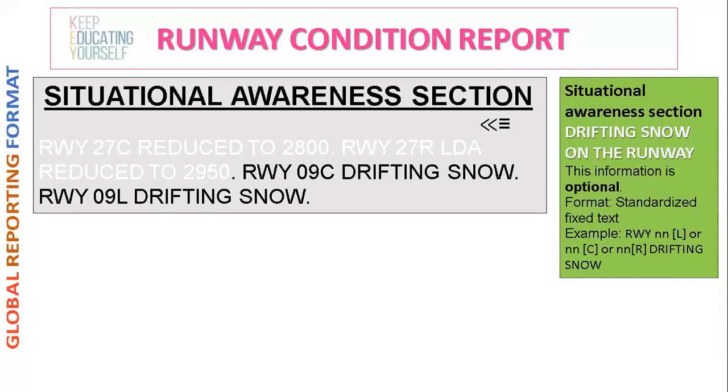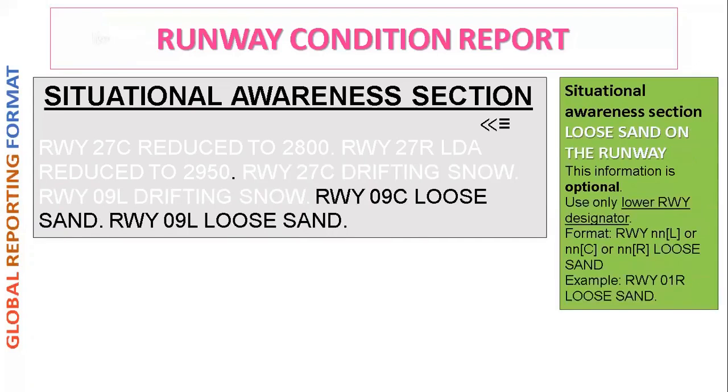Now the next item, drifting snow on the runway. The first thing we have done, now runway 09 Charlie drifting snow. This information is optional. The format I have already mentioned, runway 09 left drifting snow. You can mention drifting snow on the runway. Then loose sand on the runway. Always we have to use the lower runway designator here.